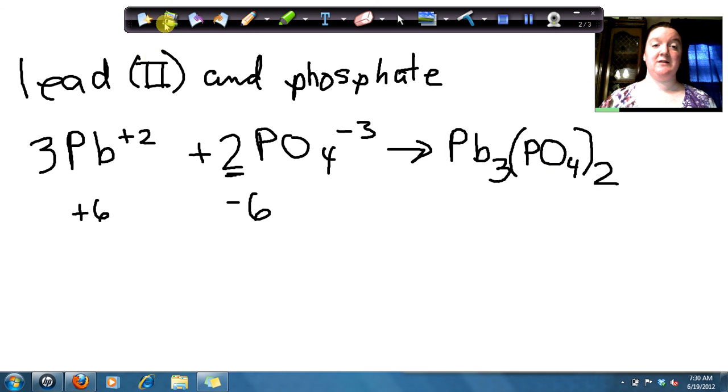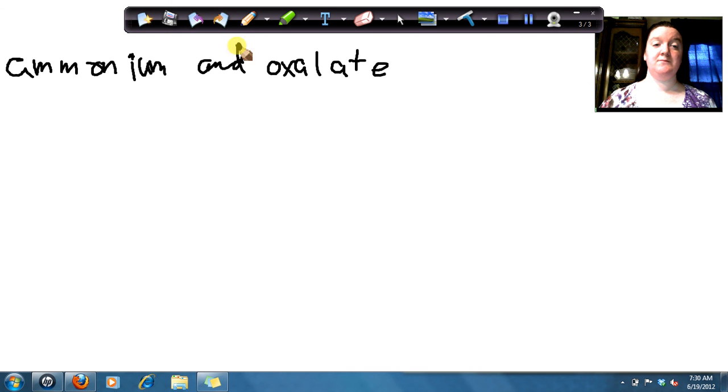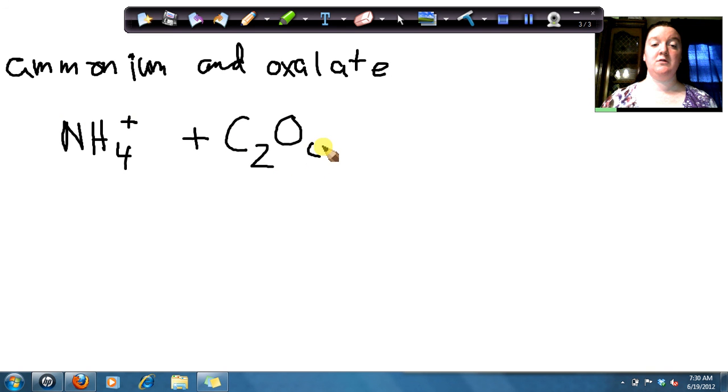Let's look at another example. Here we have the ammonium ion and the oxalate ion. I think about ammonium, it's NH4, and it has a +1 charge. My oxalate ion is C2O4, and it has a -2 charge.